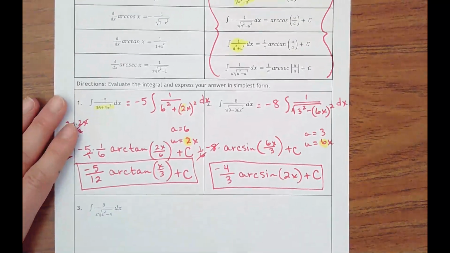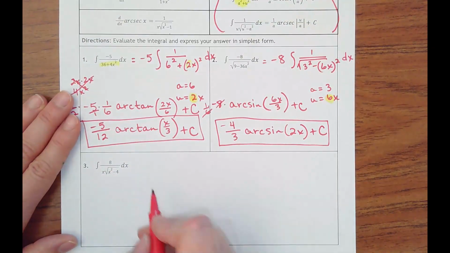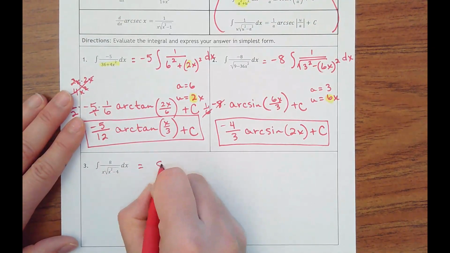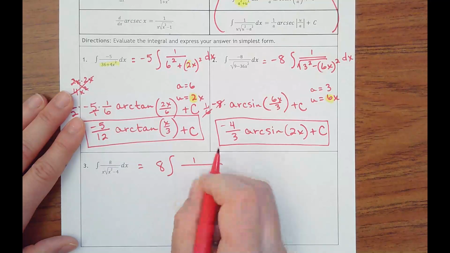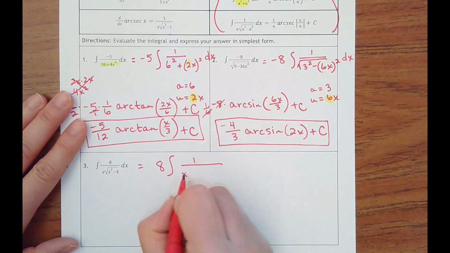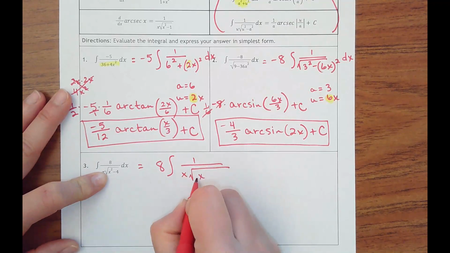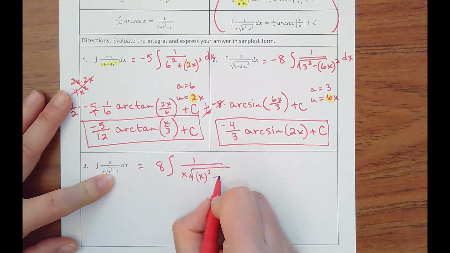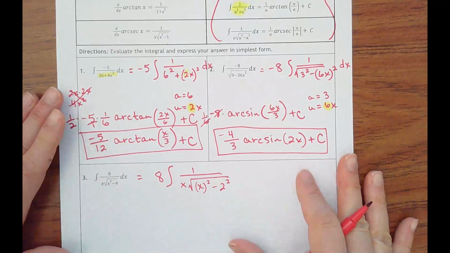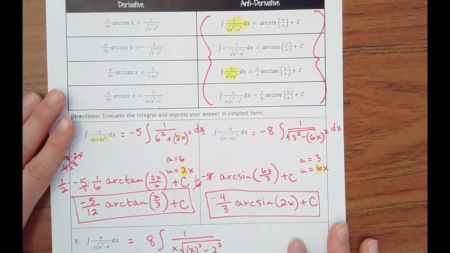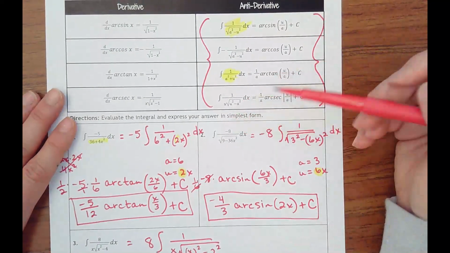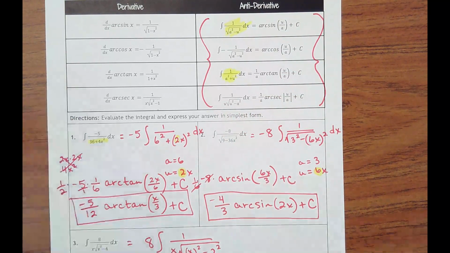All right, and then last one. Take out your 8. Rewrite, so you got 1 over. This one's different because it has an x in front. But I'm still going to have to think what got squared. Well, x got squared minus 2 squared makes 4. Find the template that matches where it's got x times something in front. That's going to be arc secant.